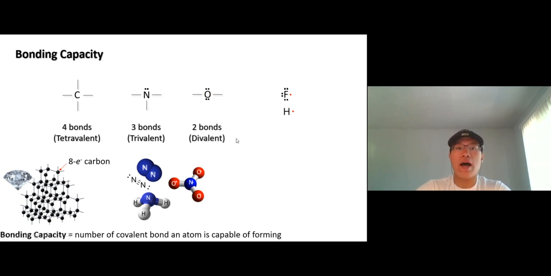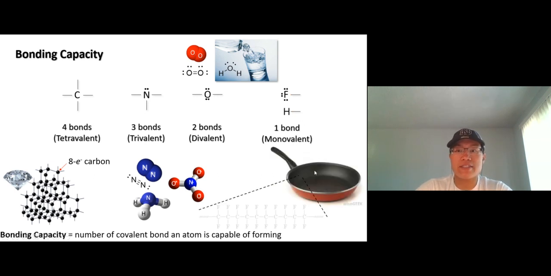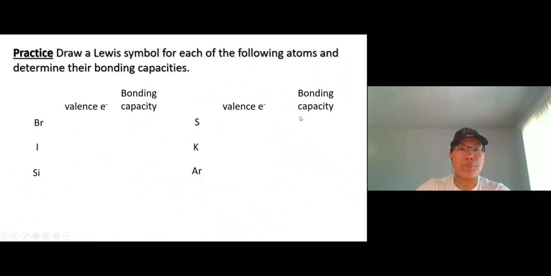So eventually, normally oxygen forms 2 bonds. It's already an octet, like oxygen gas, or 2 bonds there, a double bond, or in water, so 2 bonds. And fluorine and hydrogen usually form 1 bond. We call that monovalent. So you're going to see, like in Teflon, each fluorine forms 1 bond with the carbon. Hydrogen gas, just like that, so 1 bond right there.